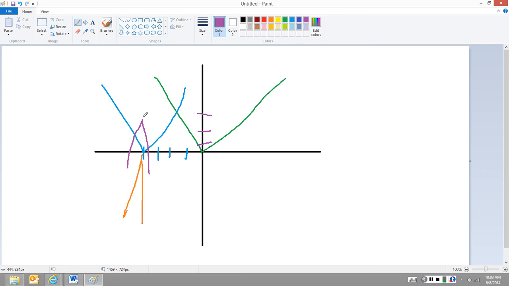We're able to do that without a calculator, fairly quickly and easily, thanks to how we understand how these transformations affect graphs.